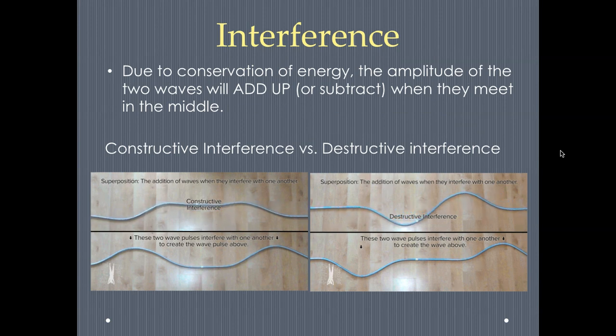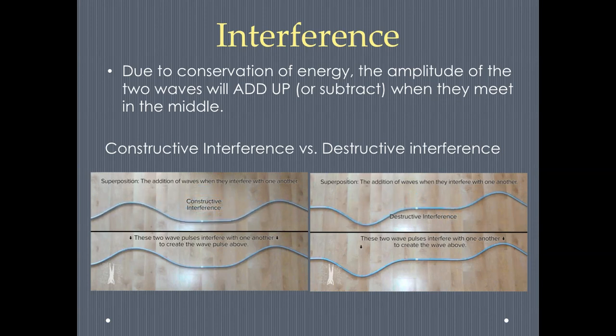Because of conservation of energy, what we've been talking about, the amplitudes of the two waves actually add up, or actually subtract, when they meet in the middle. And I'll give you some examples of both of these in a little bit. There are two types of interference. One's called constructive interference. The other one's called destructive interference.